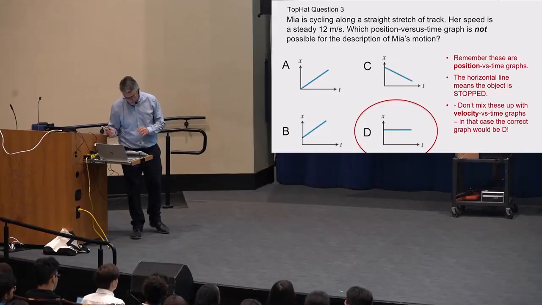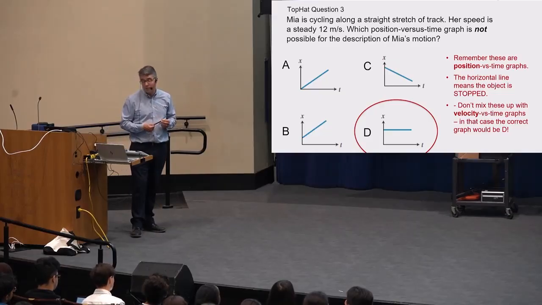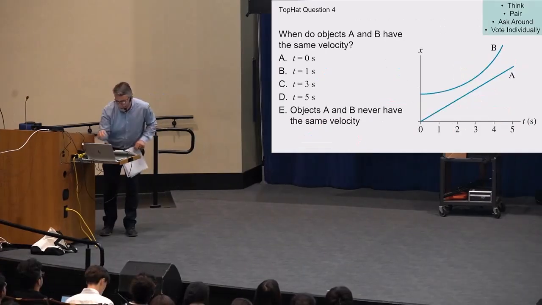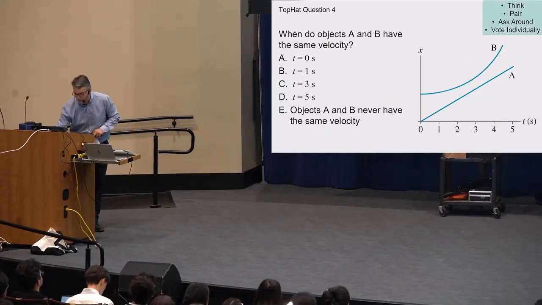So these are position versus time graphs. You can also make a velocity versus time graph, in which case, if it was v versus t, I think the only correct answer would be D.